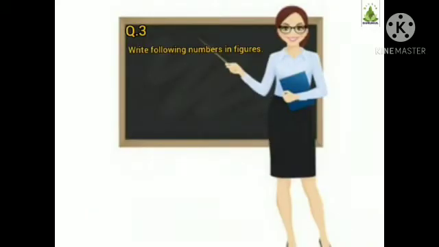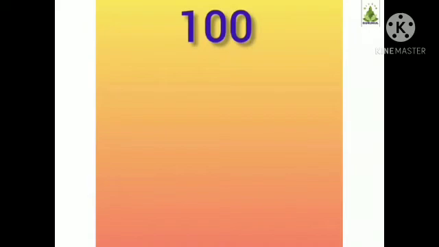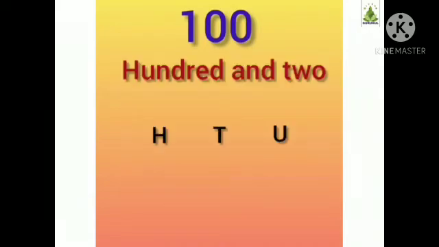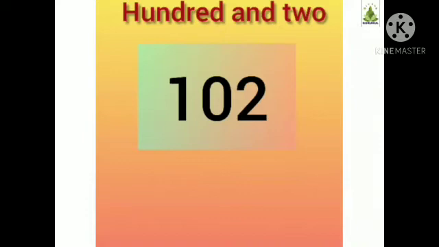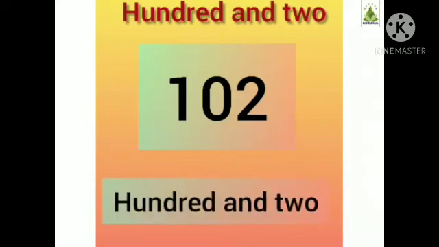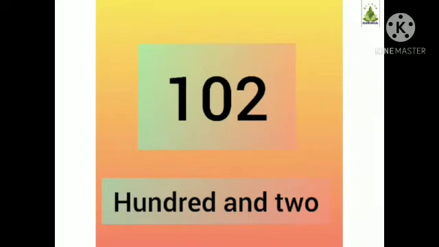Let's write the following numbers in figures. Kids, you know number 100? Yes, we write number 100 like this. If you observe, after 100 in this number, there are no tens, so we'll put 0 at the tens place. Now how many units are remaining? Here 2 units are remaining, and that we will write at the unit place. So let's write this number 102 and read it as 102.